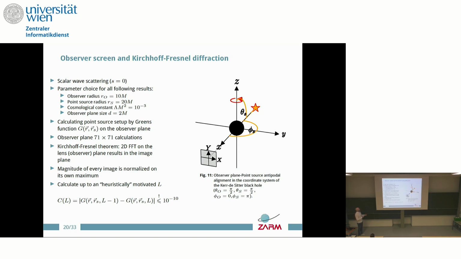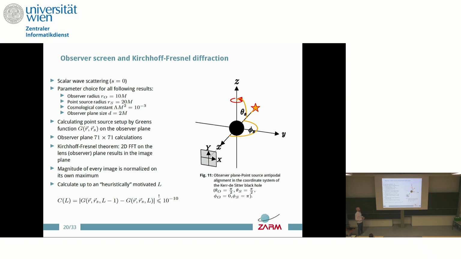So, the results I want to show implicate that we have scalar wave scattering. We choose a fixed set for observer and point source radius, a fixed cosmological constant, and the size of this observer plane. So this is the observer plane in this grayish area. Unless stated otherwise, our point source is located on the equatorial plane, as well as the observer. And we evaluate 71 by 71 calculations on our observer plane here. By the 2D Fourier transformation of this plane, we will get our image. Let me just say the magnitude of every image is normalized on its own maximum, so please be careful when comparing the results I will show.